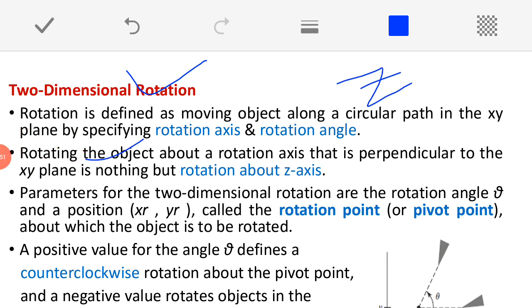Then the third point: parameters for two dimensional rotation are the rotation angle theta and the position xr comma yr. It means that the parameters needed to perform the rotation are, one, the rotation point, also called the pivot point, and another one is the angle theta. These two parameters we always need while doing the rotation.